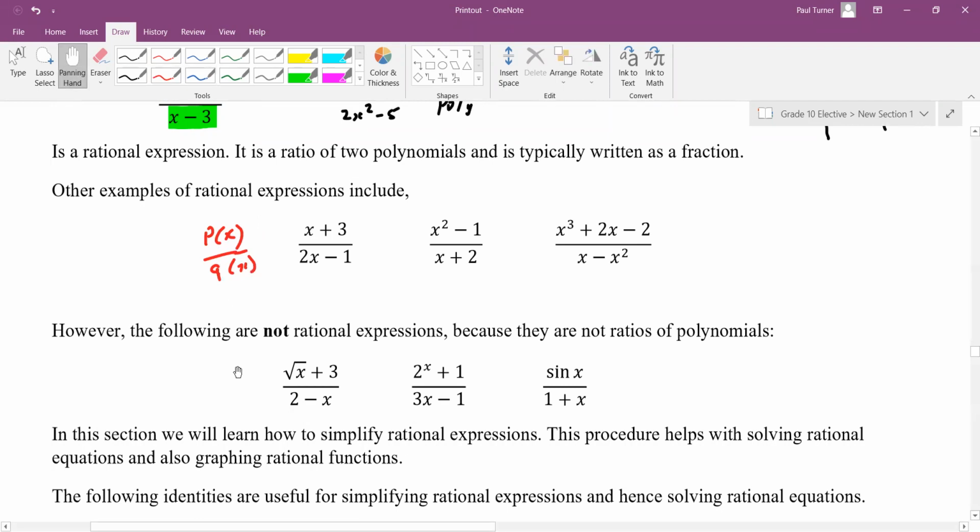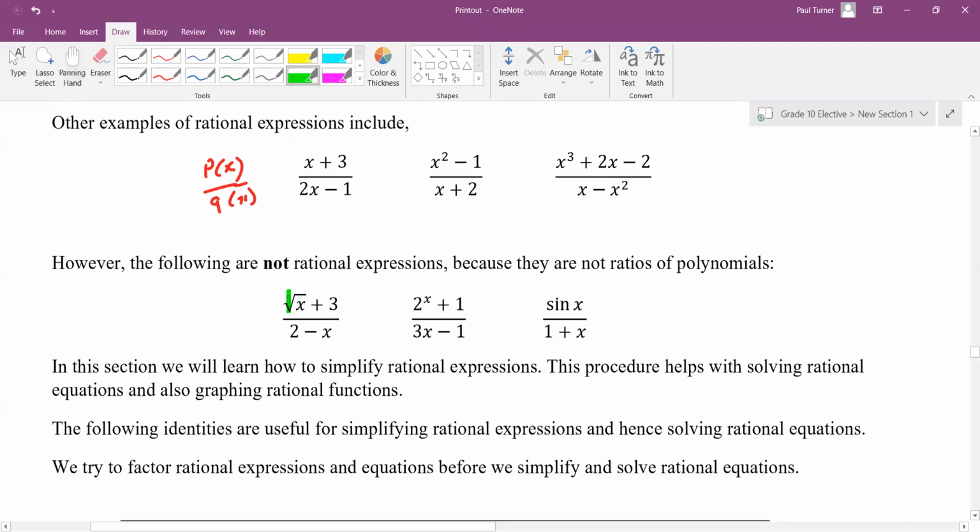So some of them aren't polynomials. For example, when you have a square root of x, because remember, a polynomial can't have fractional powers. So this is x to the half plus 3. So you can't have a fractional power in rational expressions. And this is an exponential, so you can't have your power being x. Okay, that's not allowed. And this is a trigonometric expression here. So you've got a sine function on a linear function. So these are not ratios of polynomials, so they're not rational expressions.